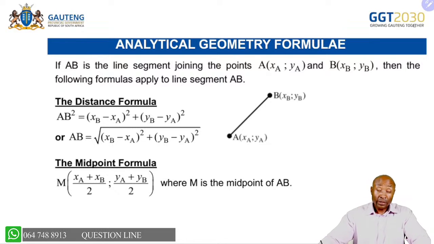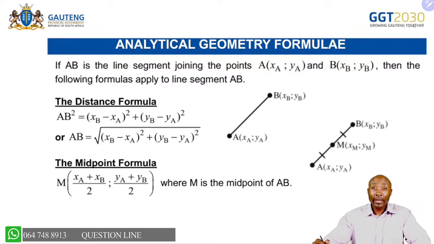Now, for the distance formula, please note that if you square both sides, if it's AB squared, it means you will have the other side also having the sum of the differences between our y values and our x values being squared there. So we should be able to use the formula correctly in order for us to get our marks.